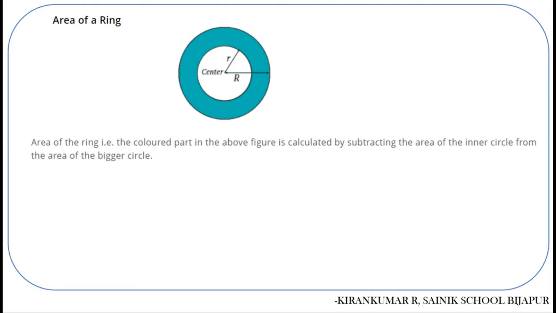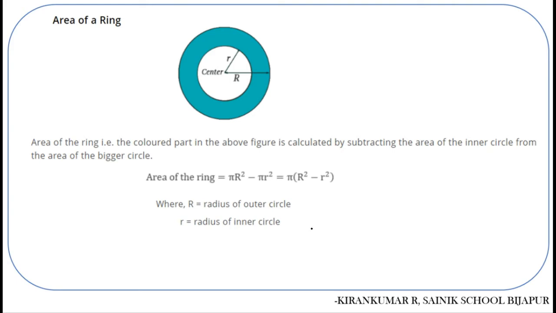So the area of ring is the colored part in the above figure and is calculated by subtracting the area of inner circle from the area of the outer or the bigger circle. So area of ring is pi times capital R square minus pi times small r square. Pi being common, it's pi times of R square minus small r square, where capital R refers to the radius of outer circle, and the small letter r refers to radius of inner circle. These were the concepts we had learned in our lower classes.